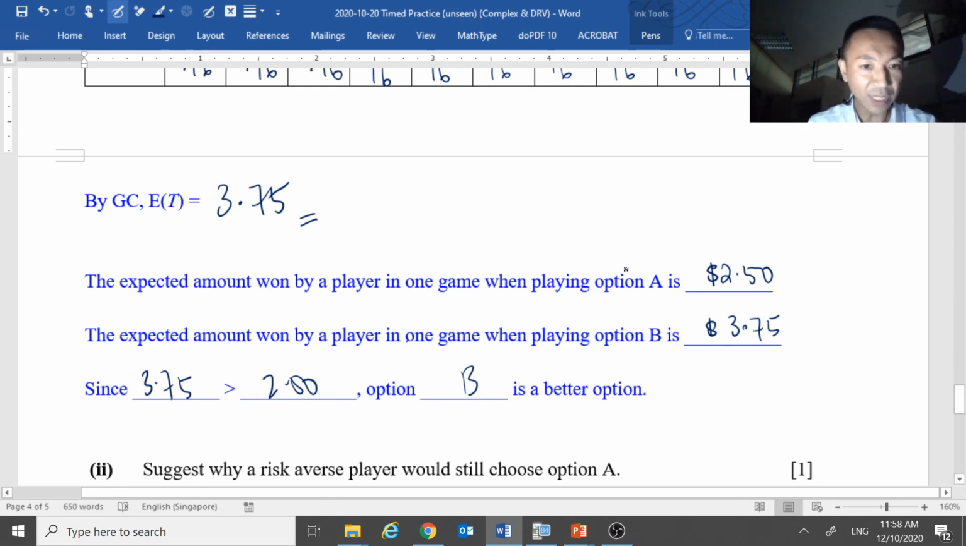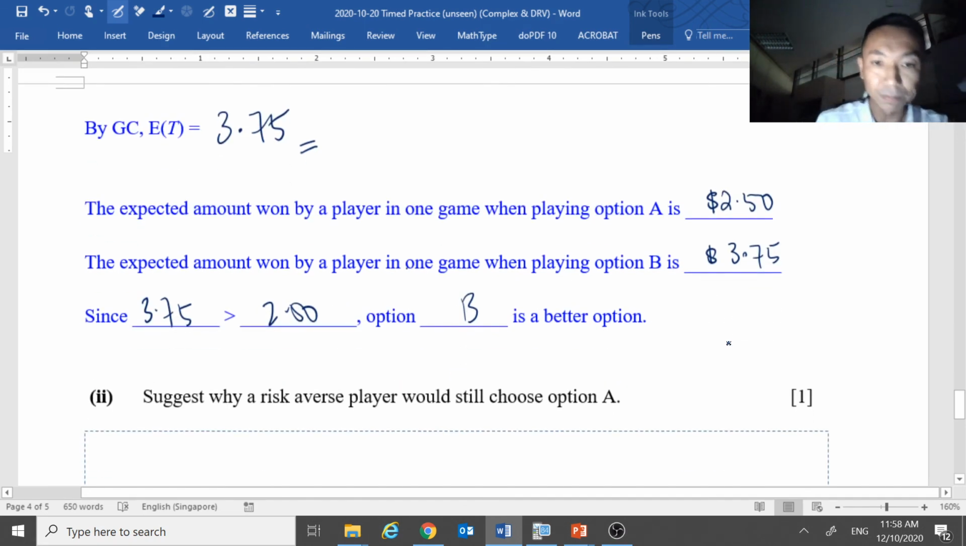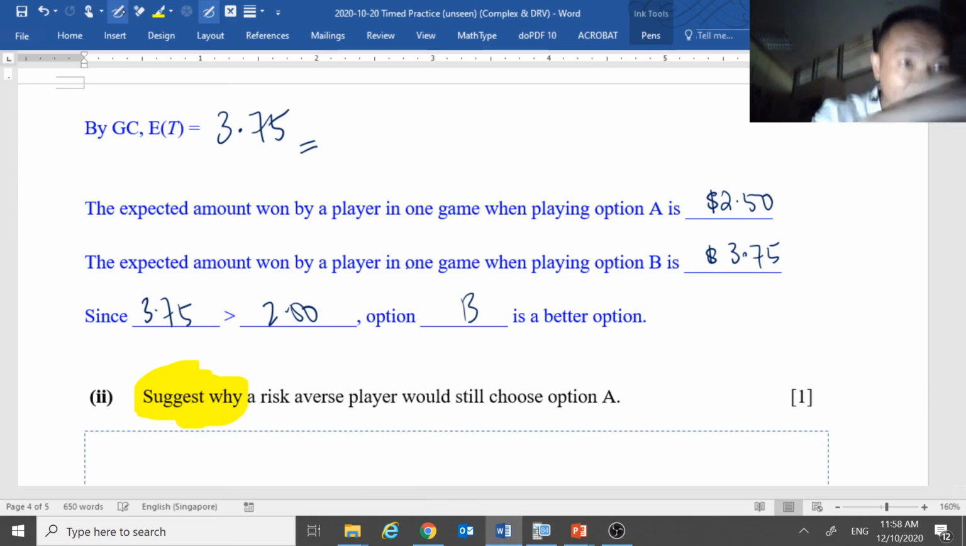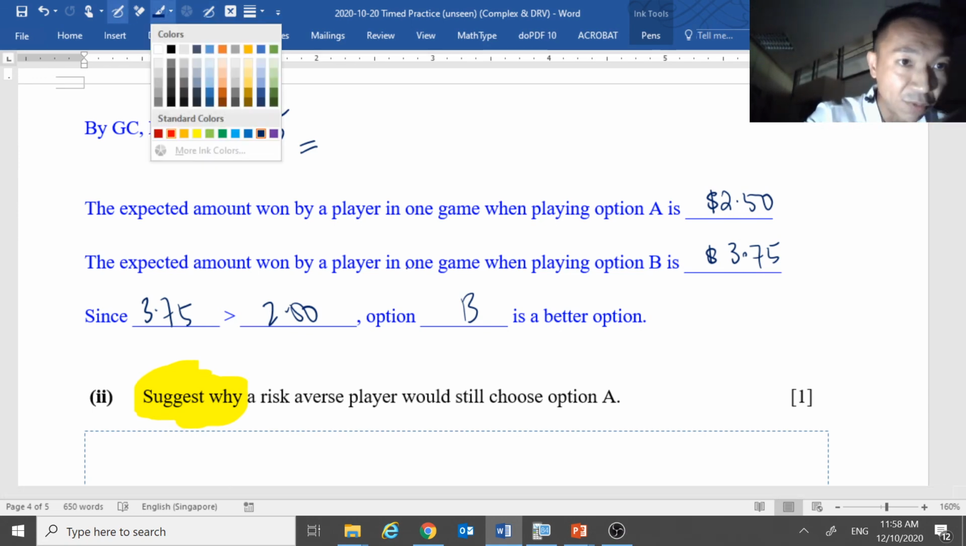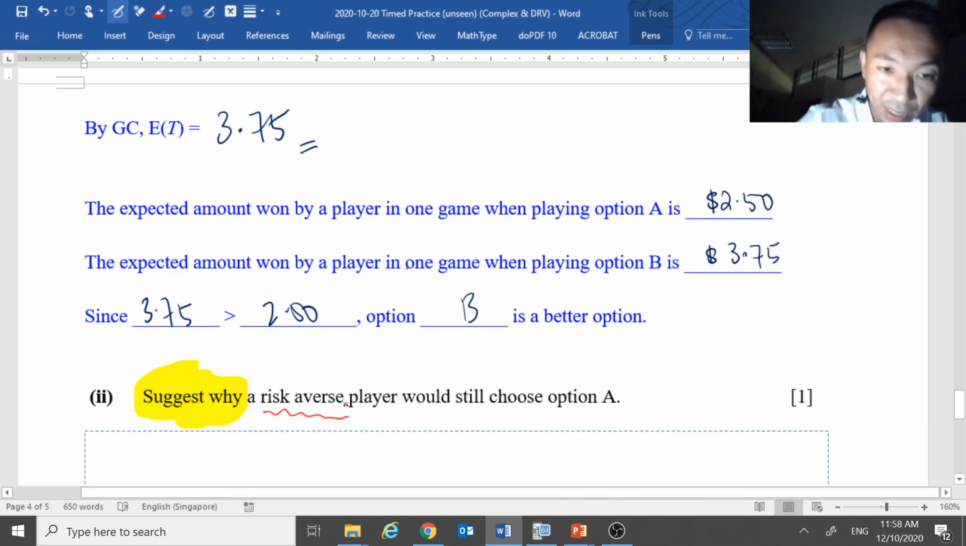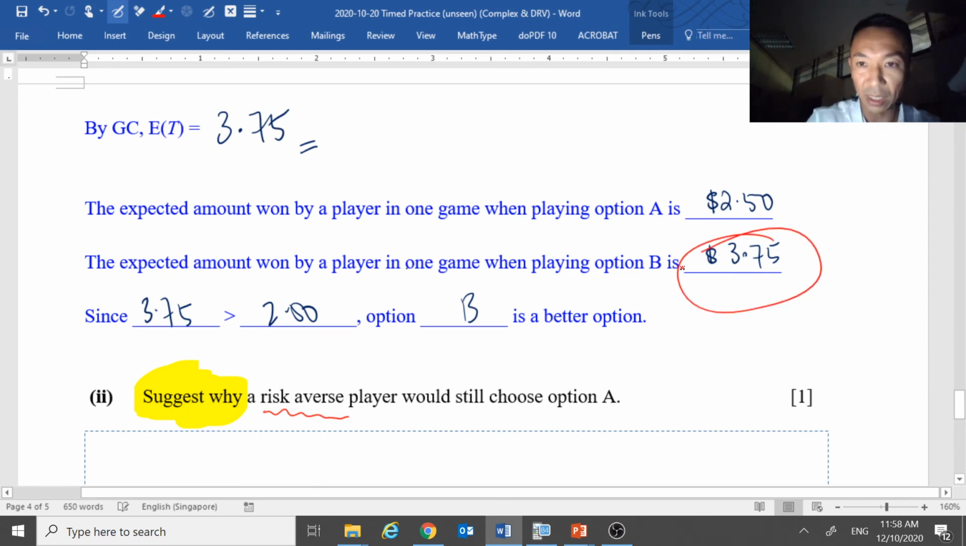Suggest why a risk-averse player would still choose option A. Now, this is again an unfamiliar kind of question. Because it says suggest why, you have to use a little bit of common sense. Now, break the problem down again. What do we mean by risk averse? You don't like to take on so much risk, right? Why would he still choose option A, even though B is the better option and expected winning is higher?